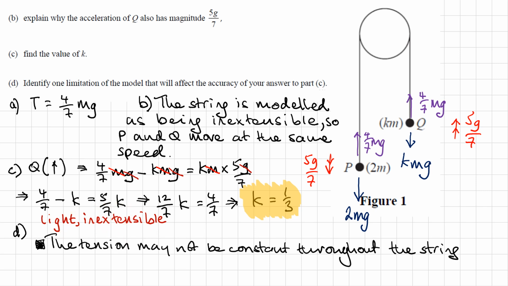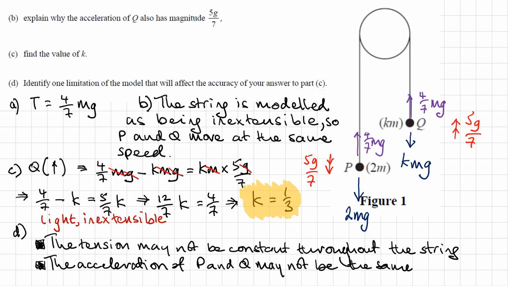So our first limitation is that the tension may not be constant throughout the string. We assumed it was, which meant that when we worked out the tension on the P side of the string, we used that in our equation over here for the Q side of the string. If it's not constant, if it's not modelled as light, then we would have a different tension on the Q side, a different tension in our equation. We'd get a different value of k.